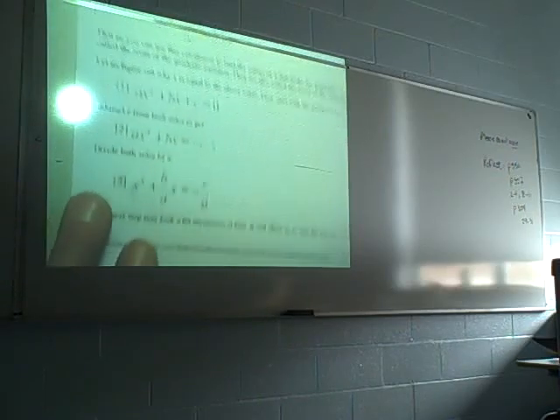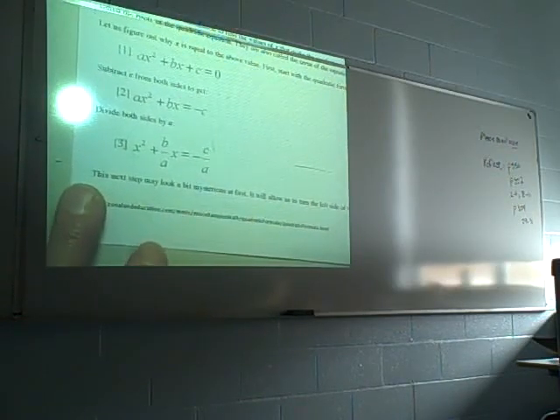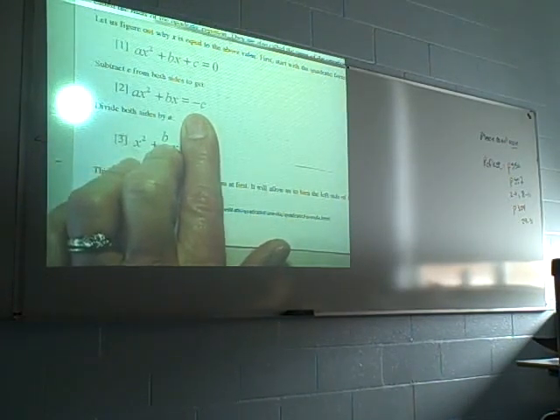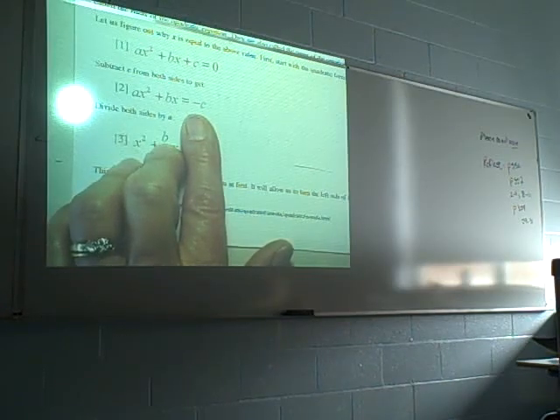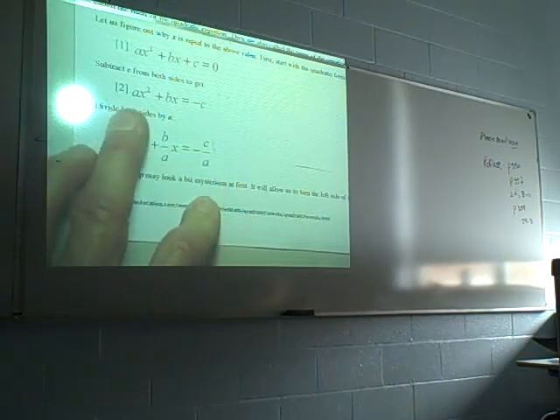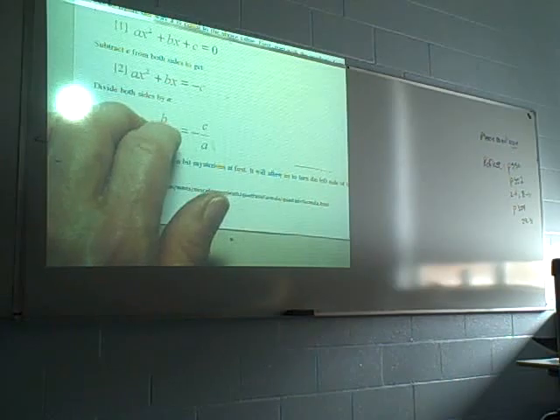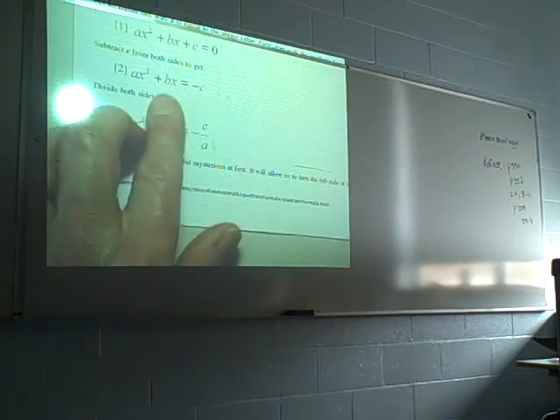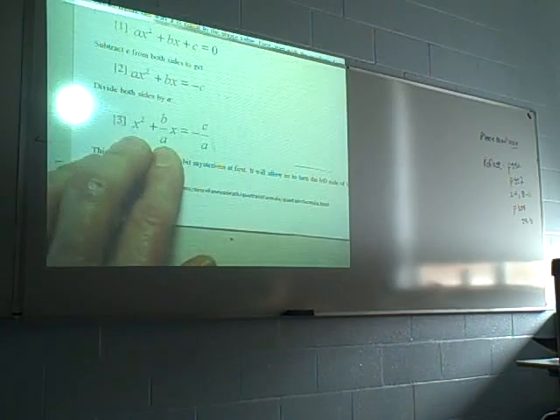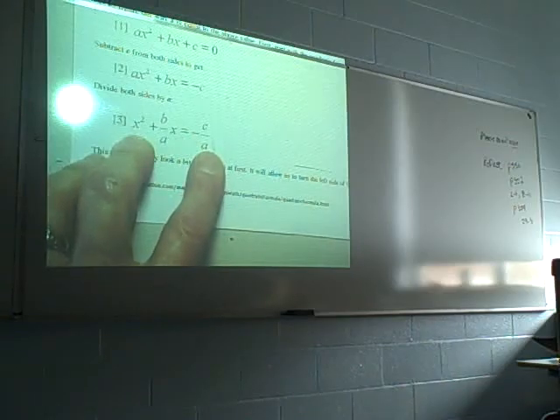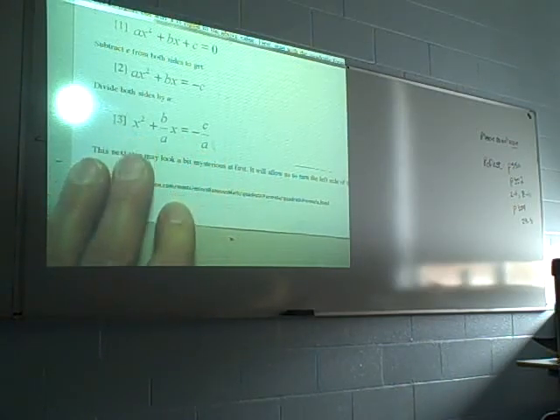All right, so you know that we start with ax squared plus bx plus c. We're going to subtract c from both sides, because I'm trying to get to what? X by itself, that's my goal. Then I'm going to divide both sides by a. If I divide ax squared by a, I get x squared. If I divide bx, I have b over a times x, and I have minus c over a. So far so good? No magic.